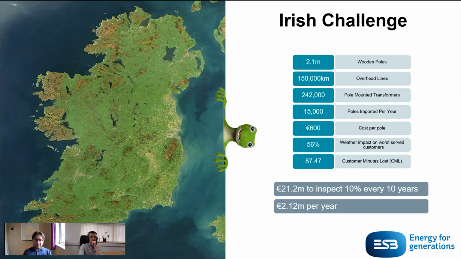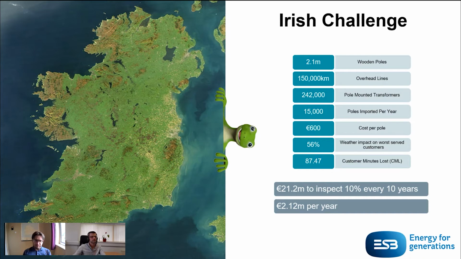And it will also impact the customer minutes lost metric. So you can see it's currently, in 2019, at 87.47 minutes. And that's basically what a distributor of electricity will be monitored on in the UK and Ireland. And if that number goes over certain levels, it's a KPI, then there are financial impacts in terms of the regulator and the government actually charging or fining the providers for not meeting certain service level standards.